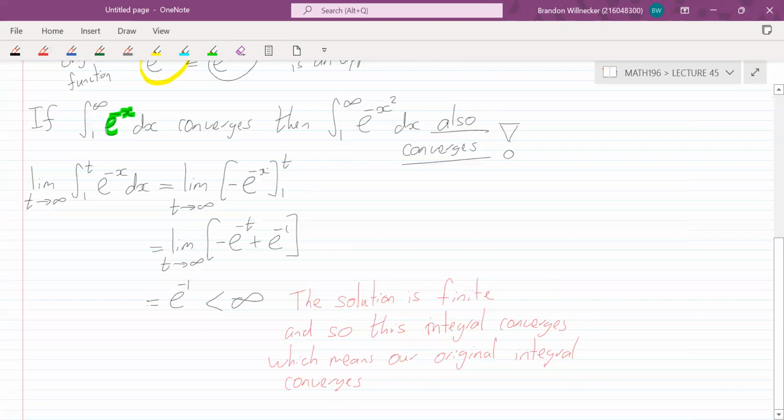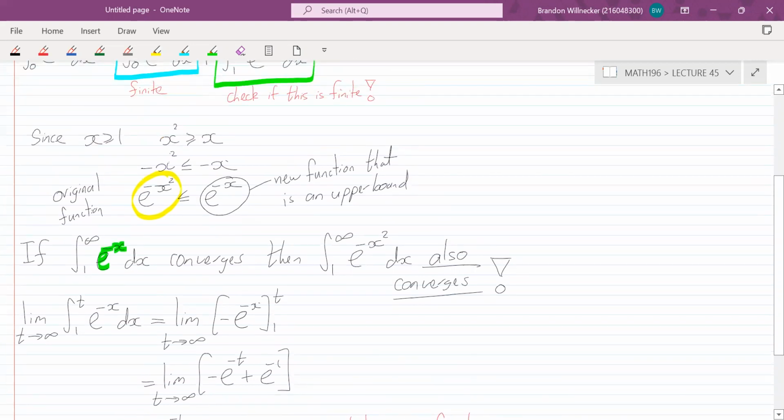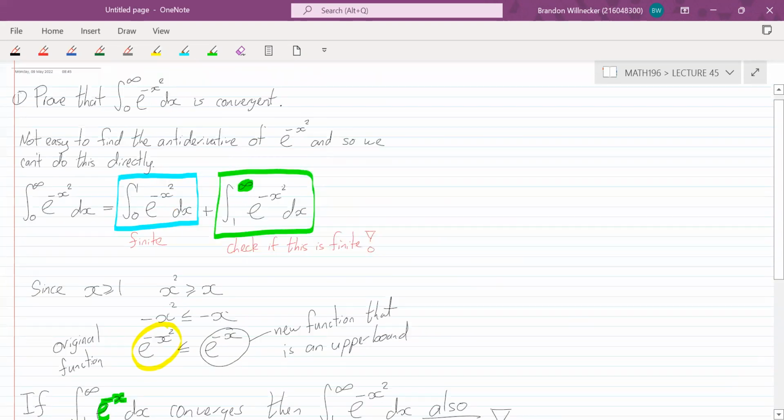Okay, so since the simpler function converges, and the simpler function is an upper bound for our original function, since that one converges, the original one also converges. Okay, so we can go back here and we know that the blue part is finite, the green part is also finite, so the whole thing is less than infinity, which means it converges.